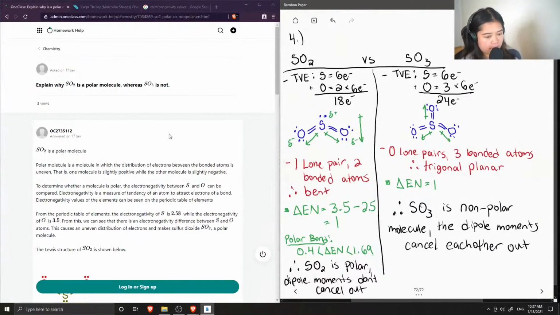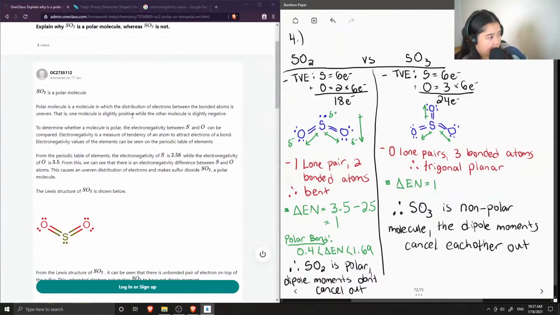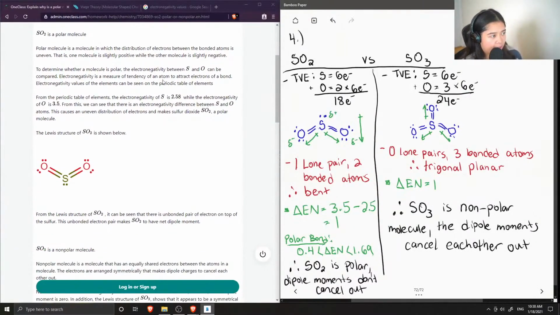Okay, so now let's see what the junior tutor said. SO2 is a polar molecule. A polar molecule is a molecule in which the distribution of electrons between the bonded atoms is uneven. That is, one atom is slightly positive while the other atom is slightly negative. To determine whether a molecule is polar, the electronegativity difference between sulfur and oxygen can be compared, which is a measure of the tendency of an atom to attract electrons in a bond, and they can be seen on the periodic table.